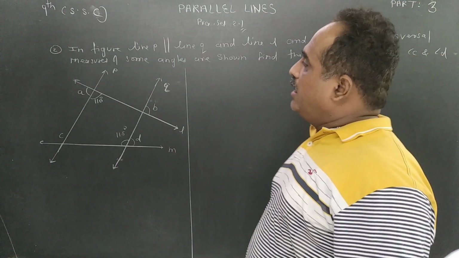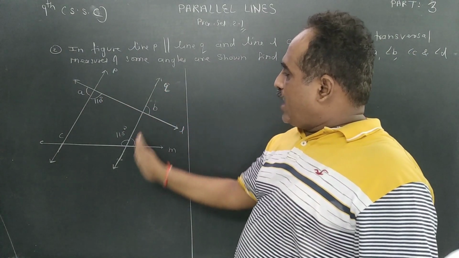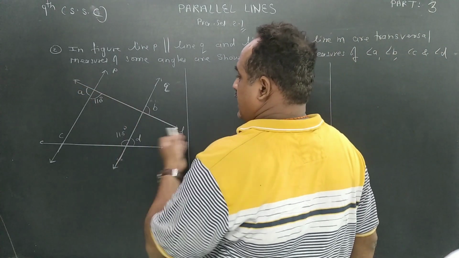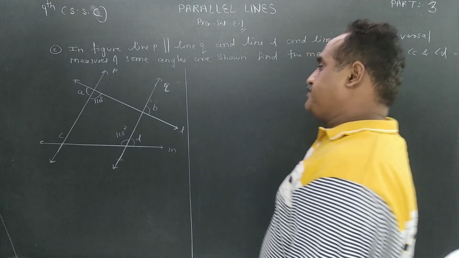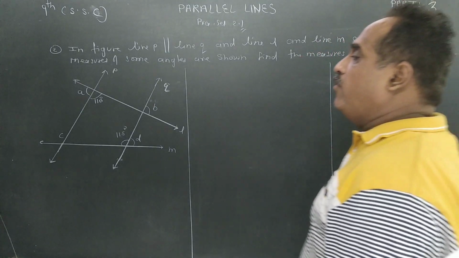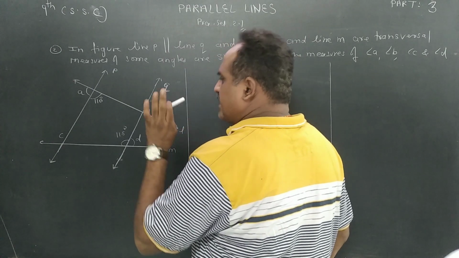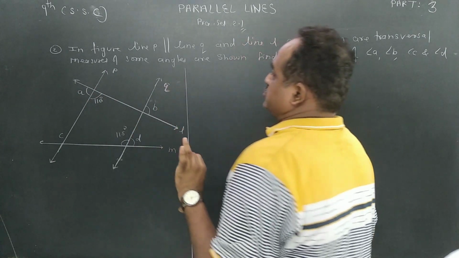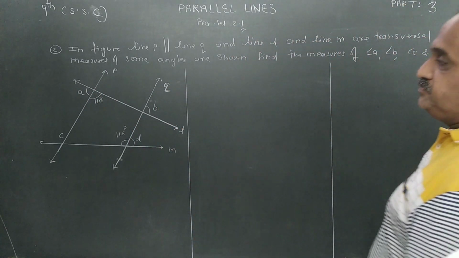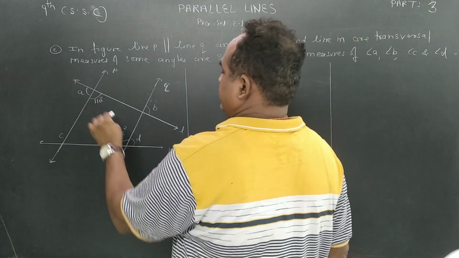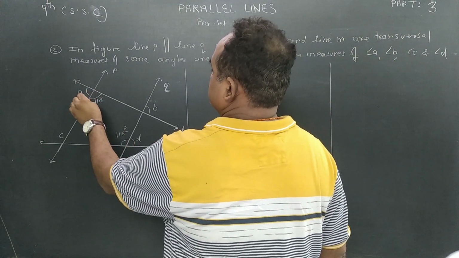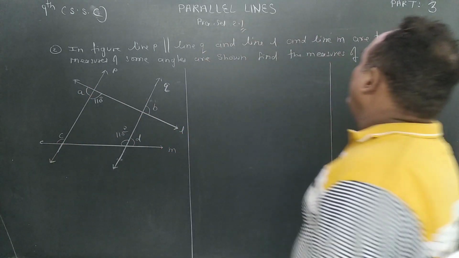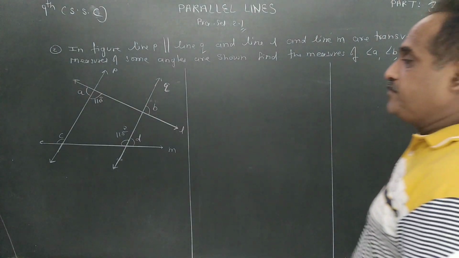Comment on this. In the figure, line P is parallel to line Q. These two are parallel. And line L and line M are transversals. Correct? So we have to focus first on parallel lines. Transversal is a different matter. These two are only parallel. Right now we first have to think about L. Some measures of angles are given. This is 110 degrees. This is 115 degrees. They are taken as A, B, C, and D. So we have to find out A, B, C, and D.